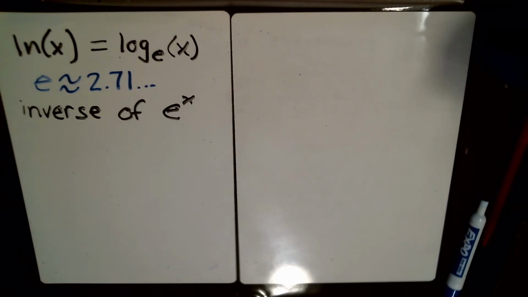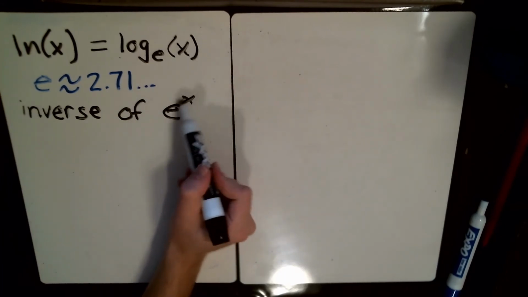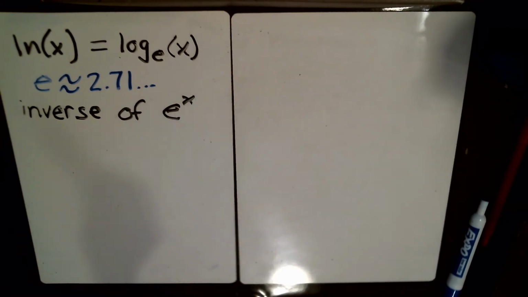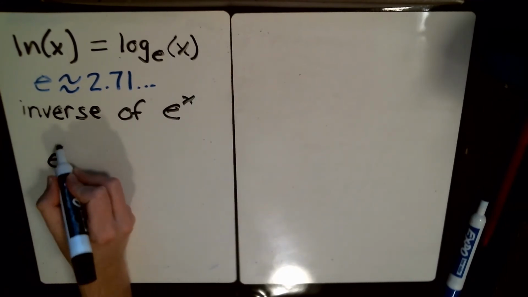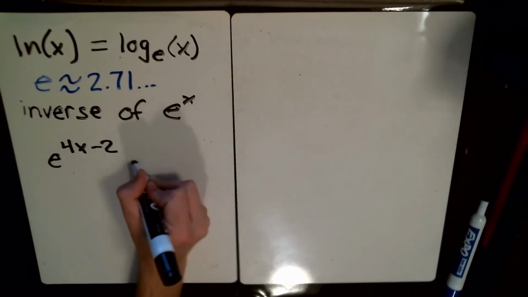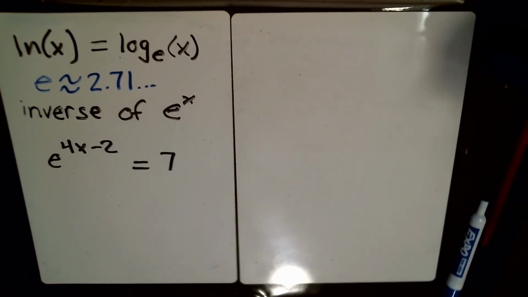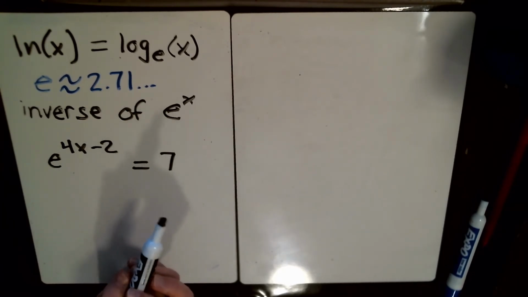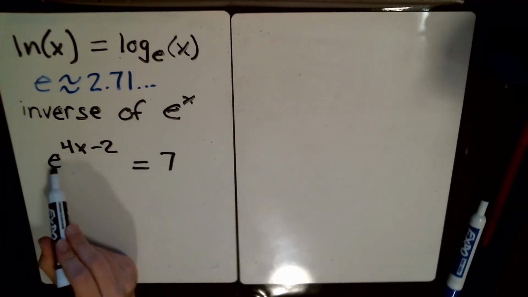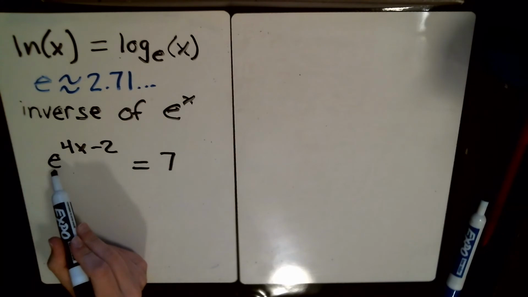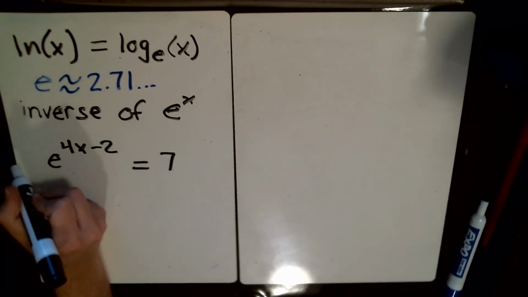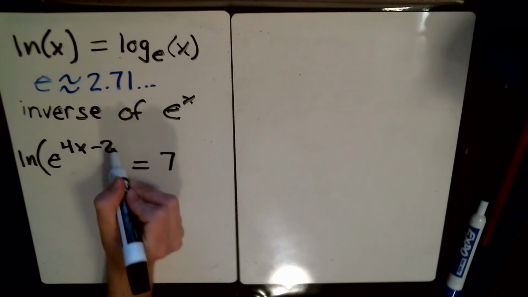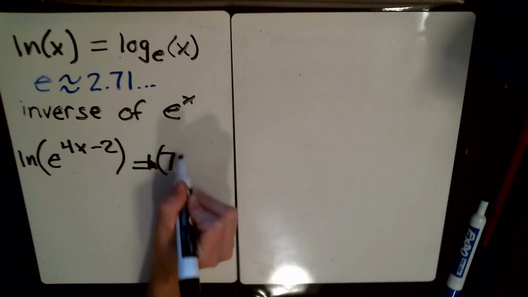So in other words, you want to use ln if you're trying to get rid of an exponent where the x is raised as an exponent of e. So for instance, if you had e to the 4x minus 2 is equal to 7, how do you get the x out of the exponent? Well, you need to use a log. To undo an exponential, you use a log. Well, the base of that log is going to be e, so log base e is ln. That's just the notation we use for it.